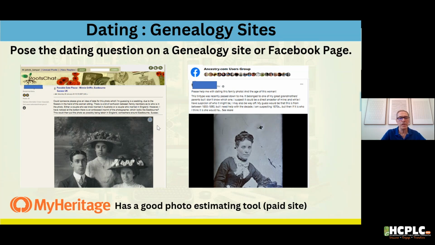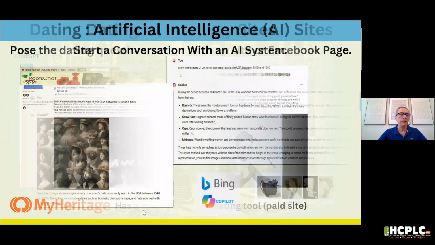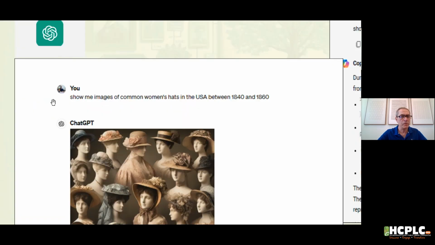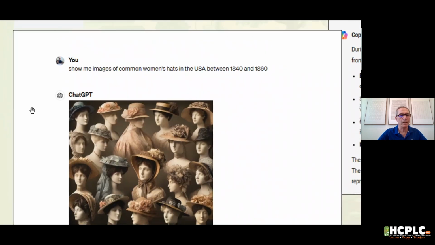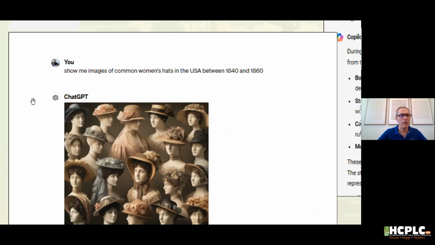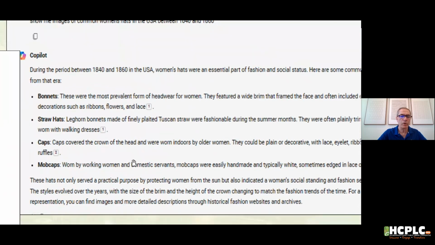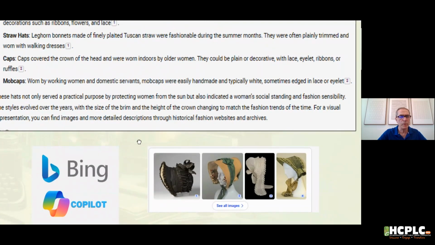Now, moving on to the scene in the last, I would say, 2 years, last year, is AI. We can use some simple conversations to AI and say, show me the image. And now we're just using AI really as a Google. We're just doing a search here, which is not the best way of using AI. But it'll come back and we can have a conversation with AI, show me images of common women's hats, and ChatGPT and this is Bing Copilot will come back up and show you pictures. So we can use that.